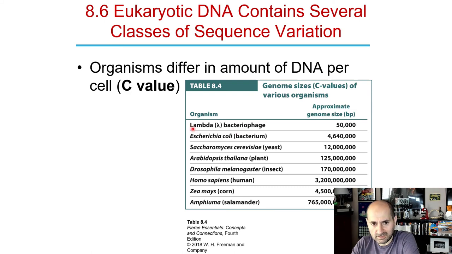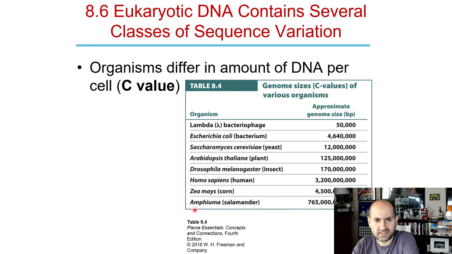So look here, lambda bacteriophage, for instance, it's a virus, has 50,000 base pairs of genome. E. coli has about 4.6 million, we talked about that earlier, base pairs of genome. Saccharomyces cerevisiae, which is yeast, eukaryotic, 12 million. Arabidopsis, 125 million. Drosophila melanogaster, remember the fruit fly? 170 million. Homo sapiens, remember, 3.2 million. Zea mays, this is corn, 4.5 million.